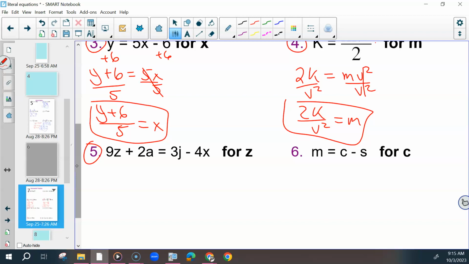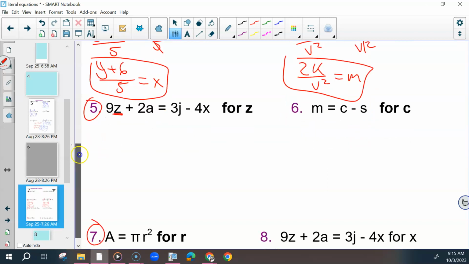Number 5, what are we solving for? Z. We have to get z by itself. It's helpful to know what you're solving for, especially when it has a bunch of variables. What would be our first step? What would we get rid of first? Yes. Get rid of the 2a. It has nothing to do with the z.